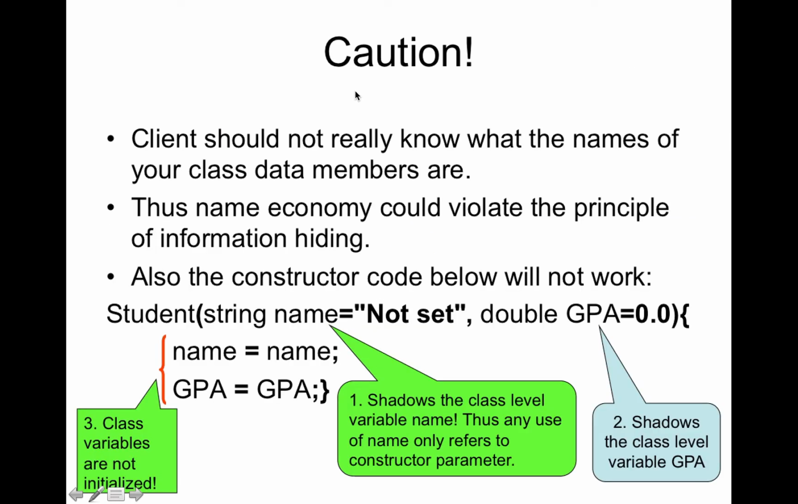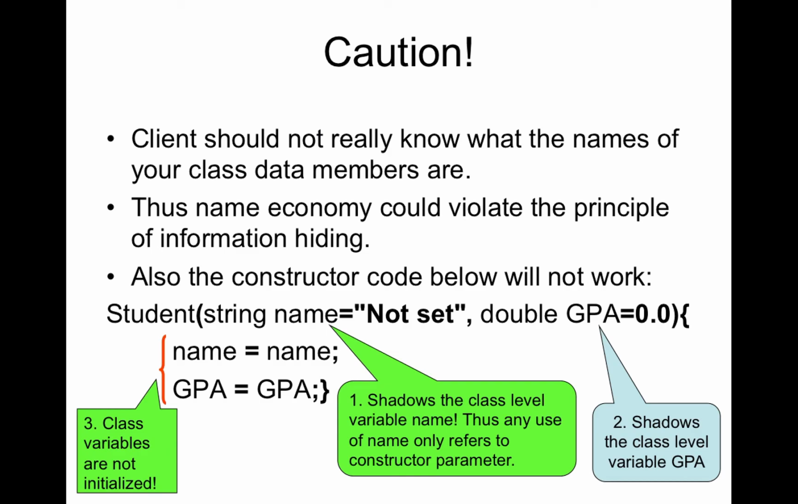There is one caution, of course, in name economy, and I generally never use it. And that is, the client should not really know what the names of your class data members are. So name economy could violate the principle of information hiding unless you make your constructor private and use getInstance and things like that. It could violate the principle of information hiding, unless you expose to the client only the data type of the constructor.